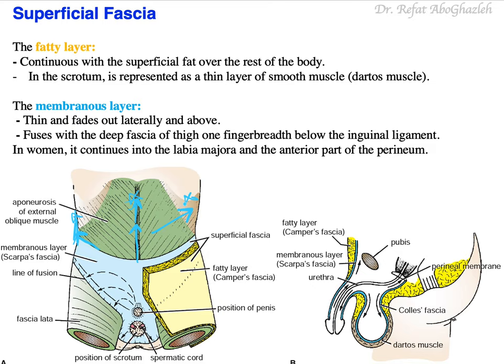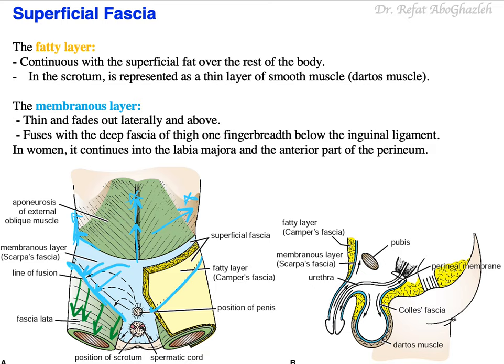But what about inferiorly? Guys, this is the deep fascia of the thigh. I will use this pen. Deep fascia is a tough fibrous layer that covers the muscles and other structures in the leg. Now you have to know that the membranous layer of superficial fascia binds, or is united, here. It's fused with the deep fascia of the thigh at this point. This is the line of fusion.